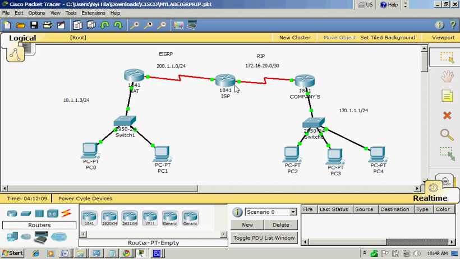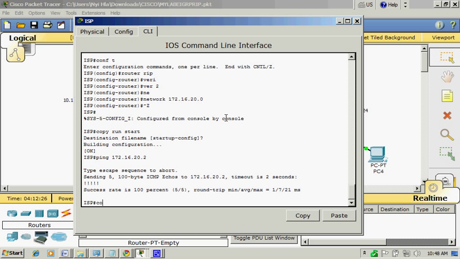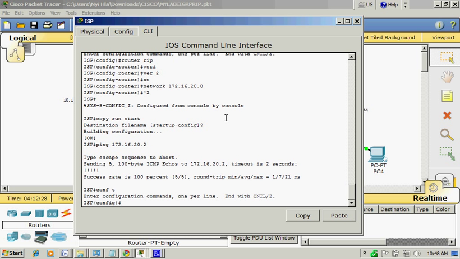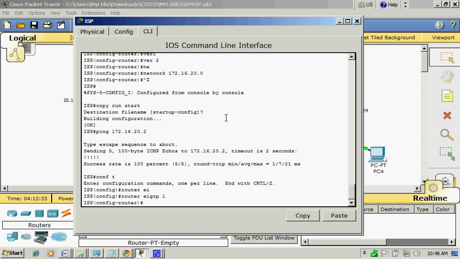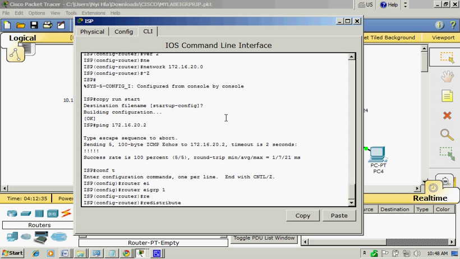So, to know each other, I need to declare RIP into the EIGRP. Also, I need to declare EIGRP into the RIP. So, let's go back to EIGRP 1, redistribute. In EIGRP, I need to declare RIP.